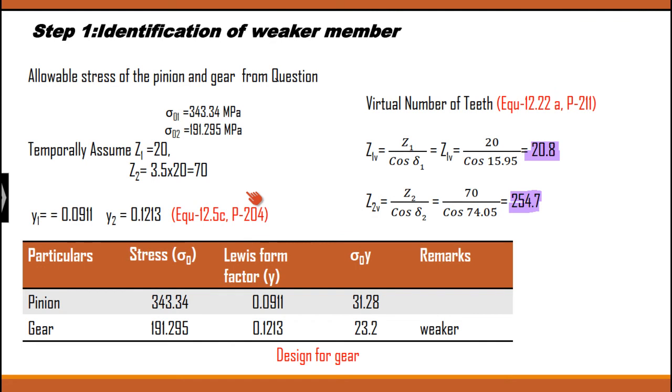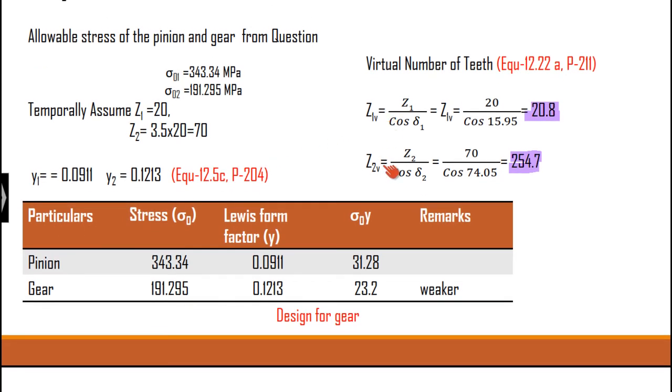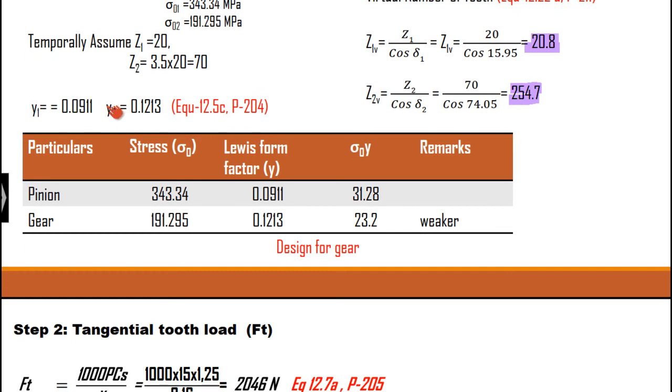Now using these values of Z1V and Z2V, and the equation 12.5C on page number 204, we can easily calculate the values of Y1 and Y2. Using the values of Y1 and Y2, and by multiplying the Lewis form factor with the stress values, you can easily calculate the sigma naught y value, and from that the weaker member can be identified. Here the weaker member is the gear, so we will be designing the gear.